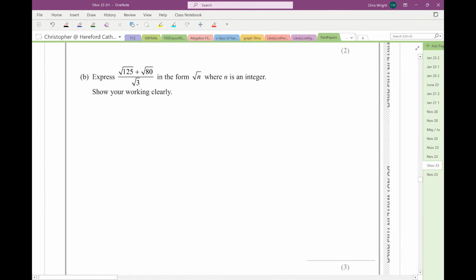Right, simplifying these surds. Now, let's have a look at each of these in detail and work out what they are. The square root of 125. Now, you've got to show your working clearly. So, yes, you can put the square root of 125 in your calculator, and it will instantly tell you that it's equal to 5 root 5. But let's show those steps. So, the square root of 125 is equal to the square root of 25 times 5. And now, take that 25 out of the square root, so I get 5 root 5.